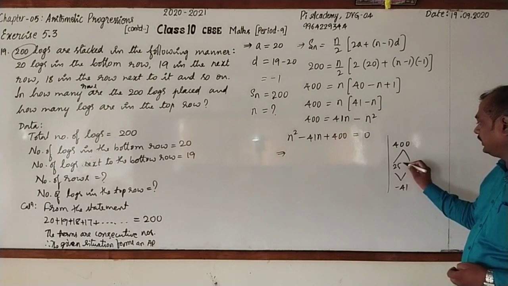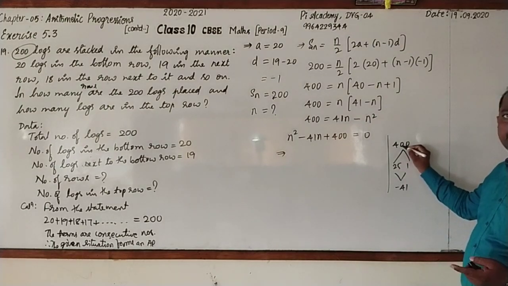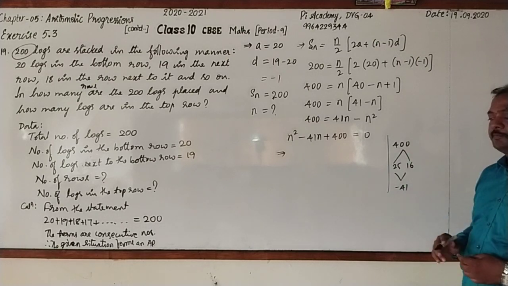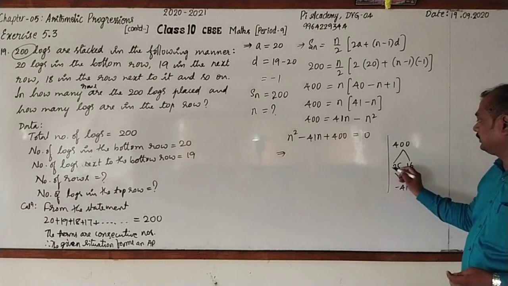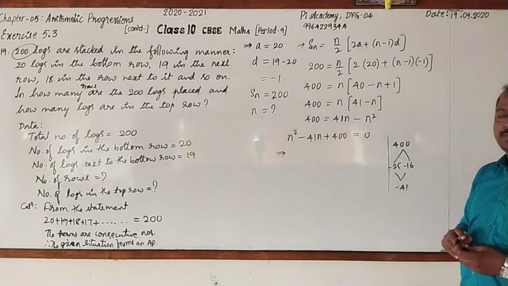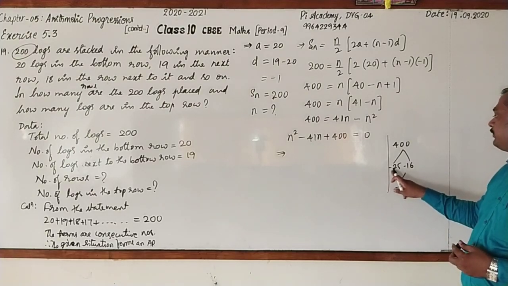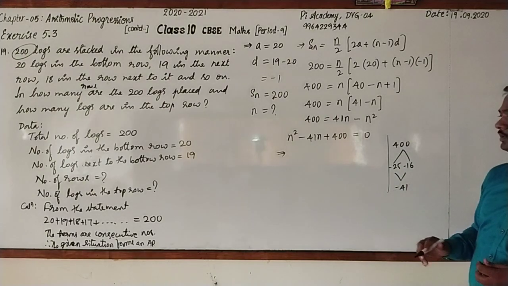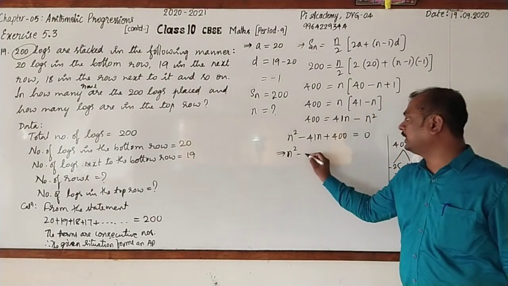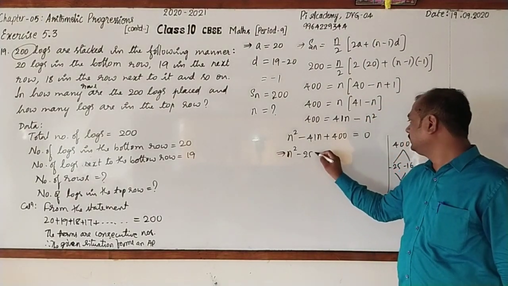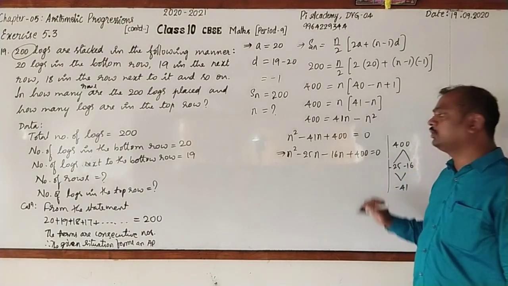You can go for 25. 25 ones are 25, 15 will remain, it becomes 16. 25 plus 16 is 41. But we want minus 41. Hence I will put minus for both. Minus 25 minus 16 is minus 41. Minus 25 into minus 16 is plus 400. Here I will write n square minus 41 n as minus 25 n minus 16 n plus 400 equal to 0.